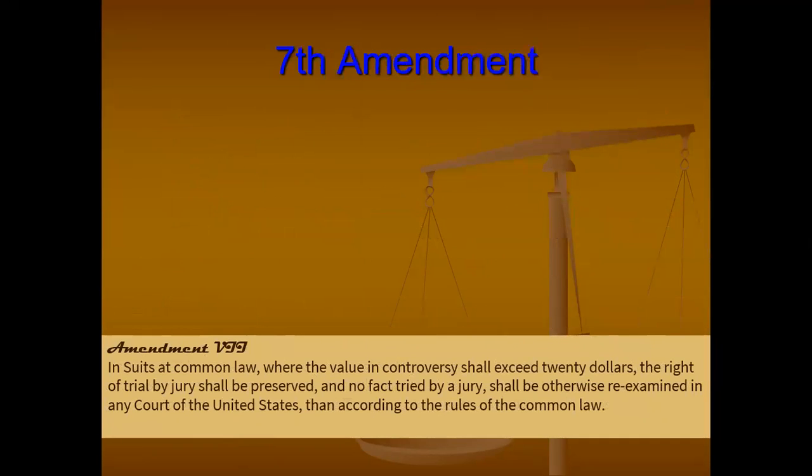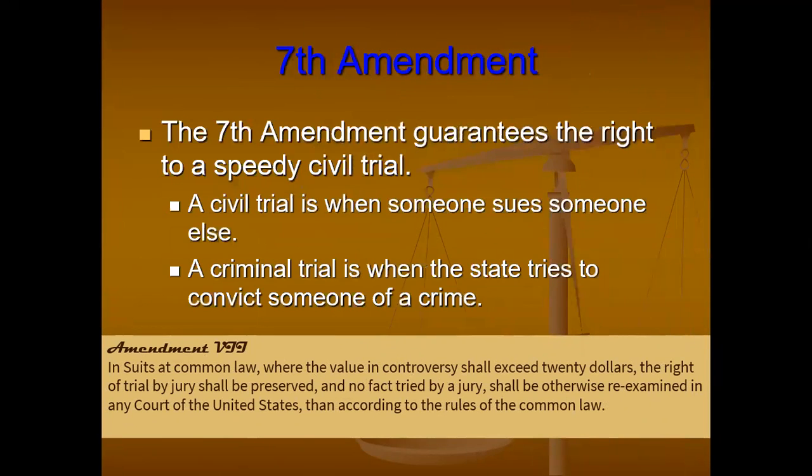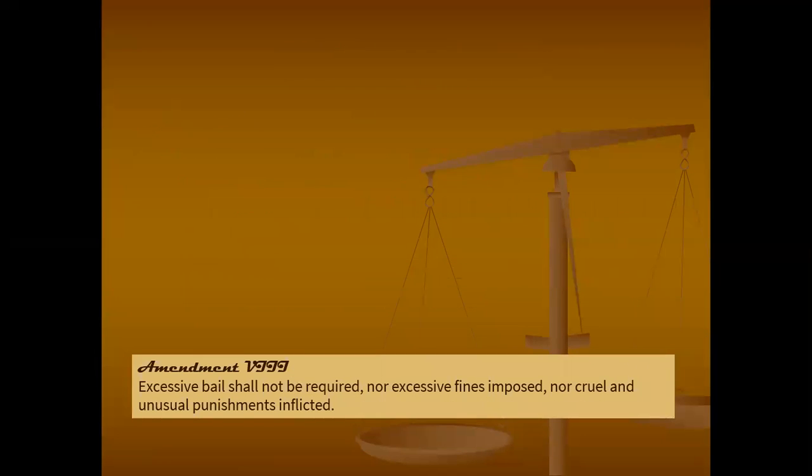Seventh Amendment. This one guarantees the right to a speedy civil trial. So, like, if someone is suing you, you have the right for this to be figured out quickly. Criminal trials are when the state tries to convict someone of a crime. That's the difference between the two. And you have a right for both of them to be speedy, really.